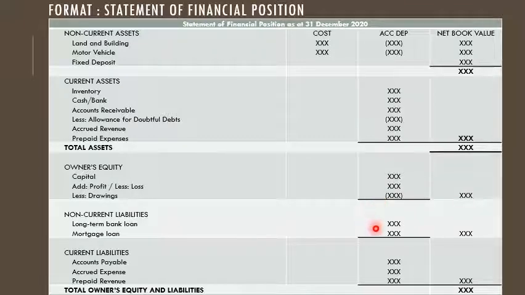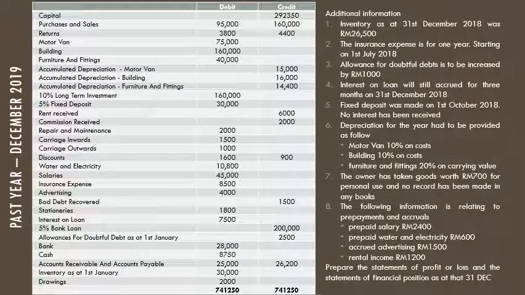And then list down all of your non-current asset. And then all of your current liability, which includes accrued expenses and prepaid revenue. So your total asset must balance with total equity plus liability. Alright, so we take an example from your past years for further clarification.